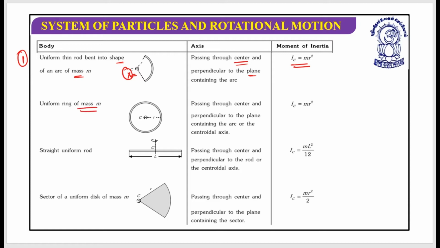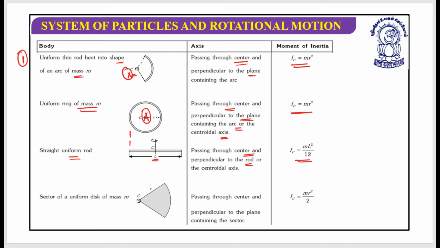Now, a uniform ring of mass m, and the axis passes through the center and perpendicular to the plane containing the ring. The moment of inertia would be defined as m into r square. Now it would be a straight uniform rod, and the rotational axis passes through the midpoint, through the center and perpendicular to the rod. Then that could be given as m into l square by 12.